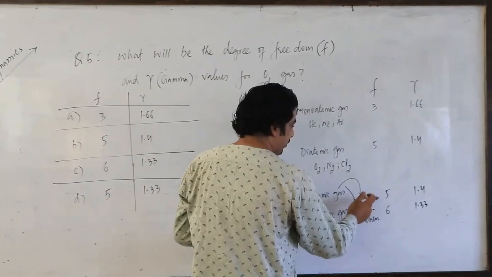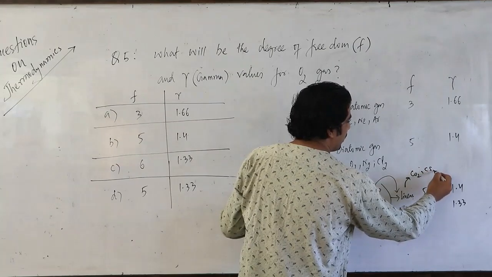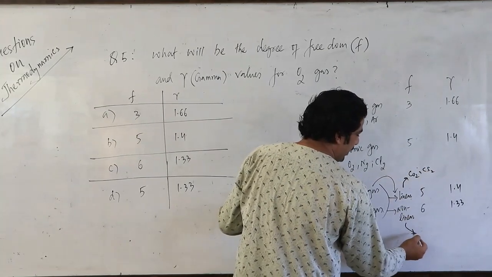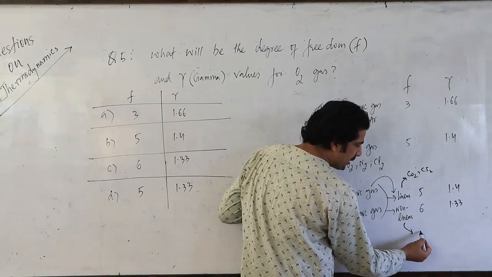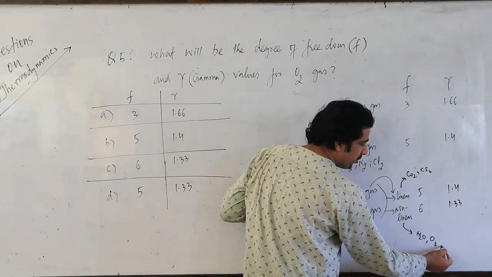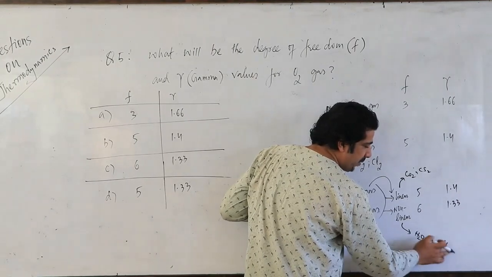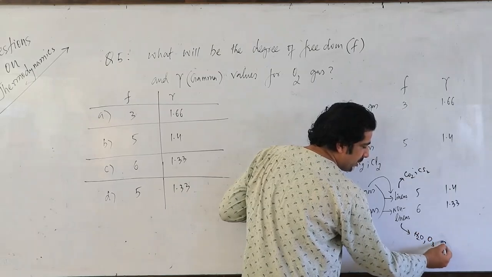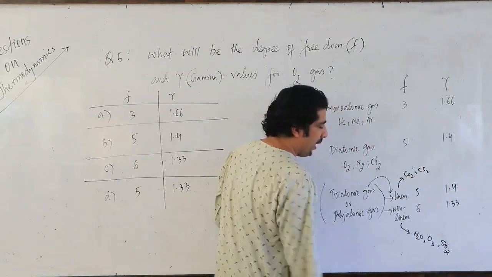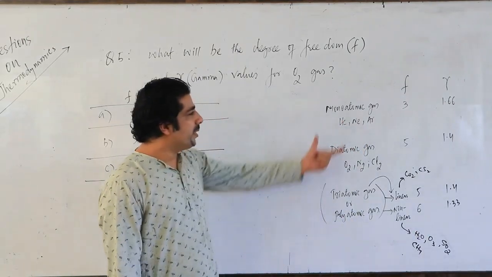And for linear molecules, we have carbon dioxide, carbon disulfide, and for non-linear we have, let us suppose, water, ozone, hydrogen sulfide, sulfur dioxide, and even you can take methane also. So remember all these things.